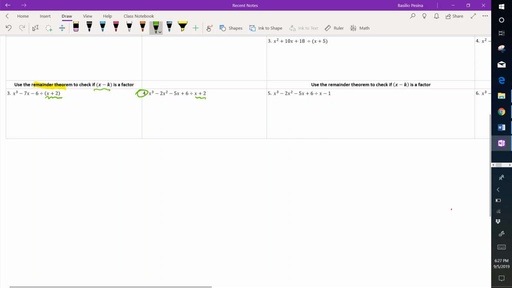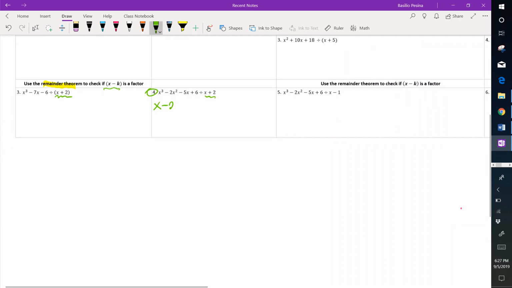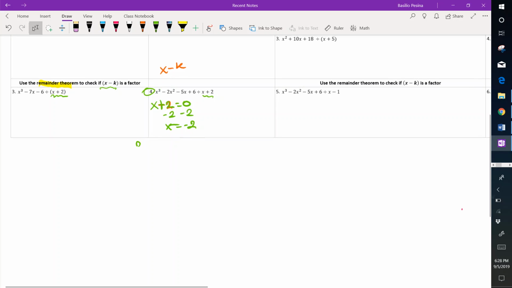It's telling us that x plus 2 could be a factor. Well, we can check that by getting our x plus 2, and we make it equal 0 because we need to find this x minus k that exists inside this part. So in order to solve that, we set it up: x plus 2 equals 0, solve for x, x is equal to negative 2. Awesome.